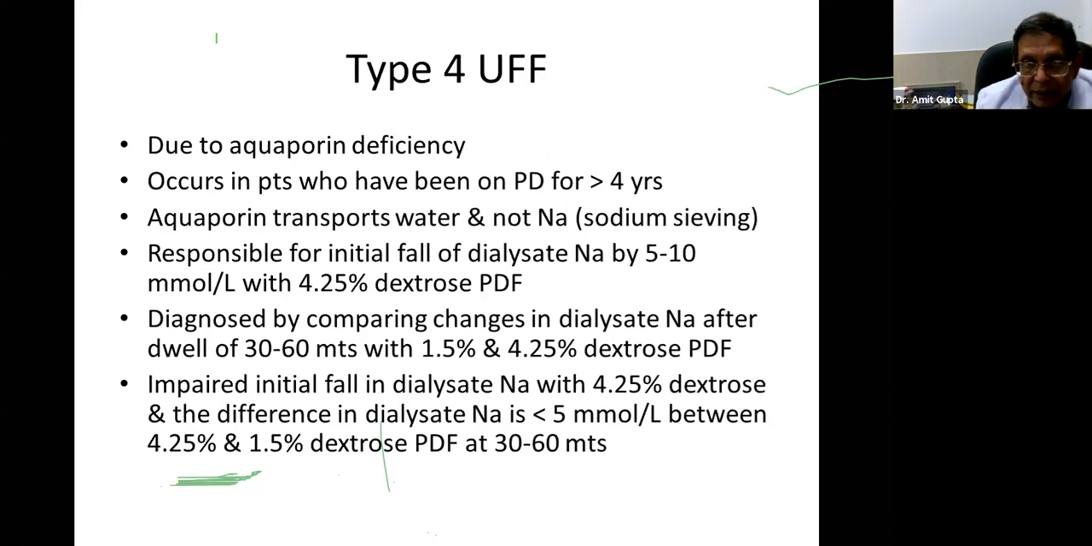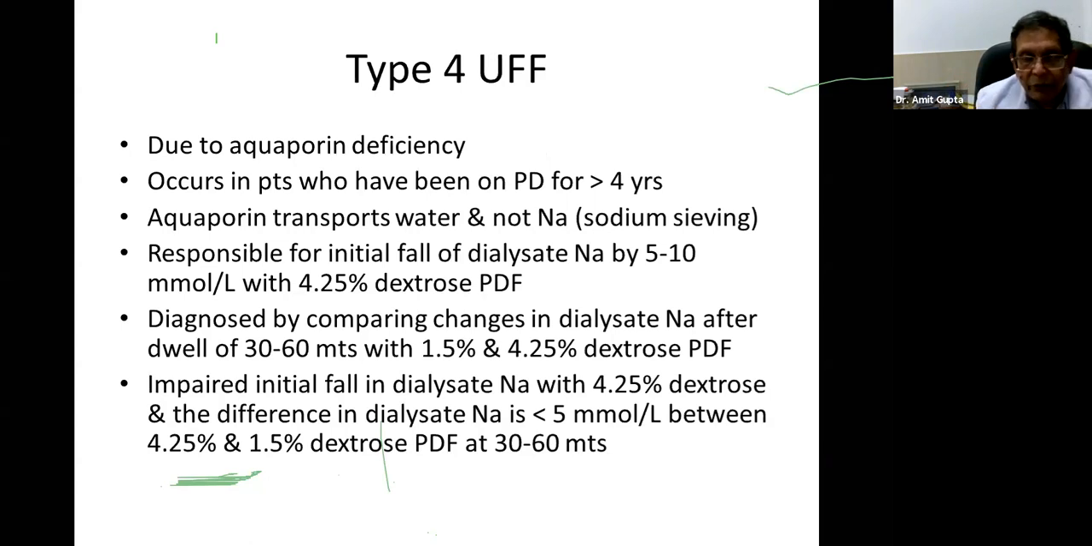The type 4 ultrafiltration failure is due to aquaporin deficiency, and it has been seen in patients who have been on PD for more than 4 years. Now this aquaporin, as we told you earlier, transports only water and not sodium. So there's sodium sieving. Now, what is sodium sieving that we talked about earlier?